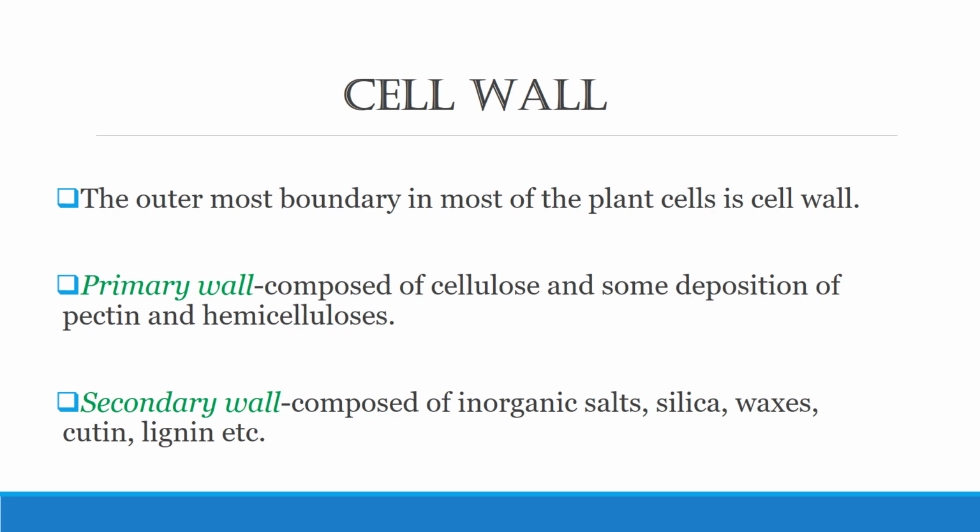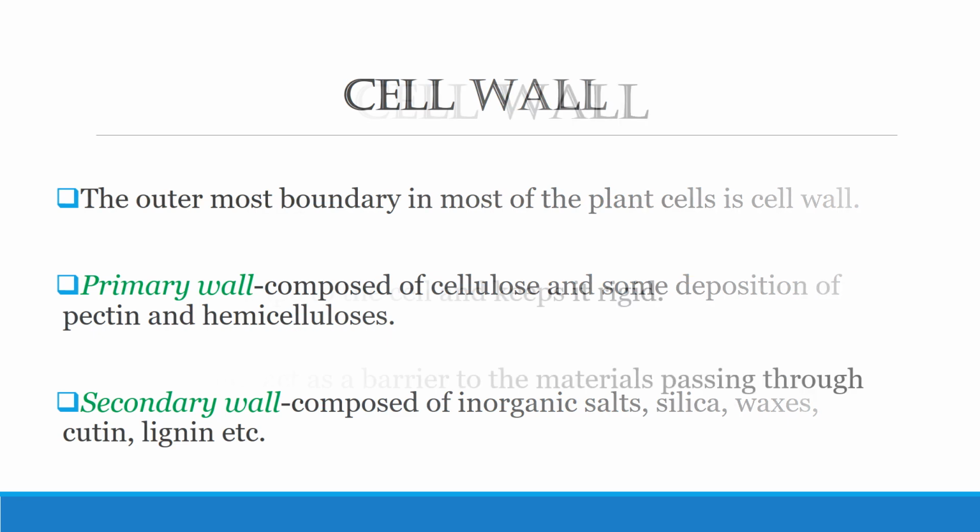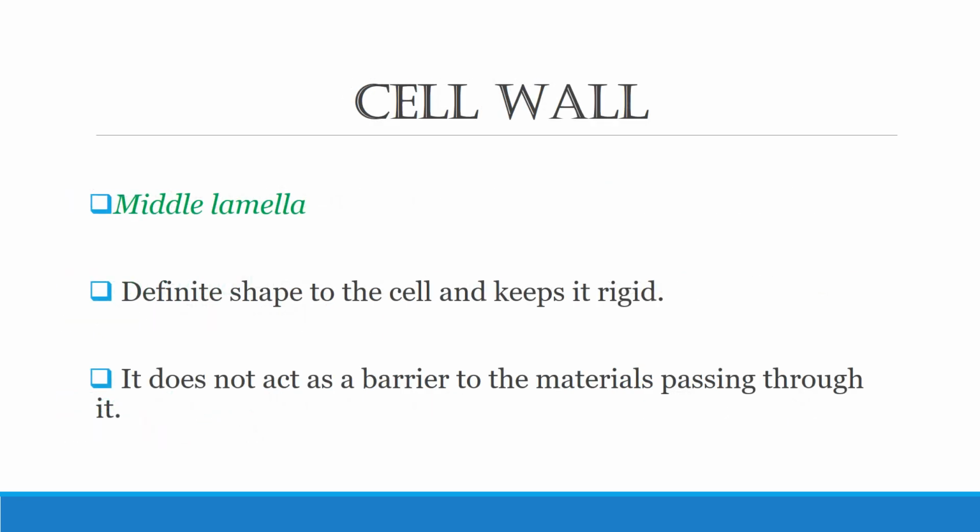You can see the different ions, silica, waxes, and other chemical components that are involved in formation of this secondary wall. Talking about the middle lamella, this is the layer that acts as a cementing layer between the primary and the secondary wall, and this layer is basically formed by the primary lamella, that is during the developmental stages.